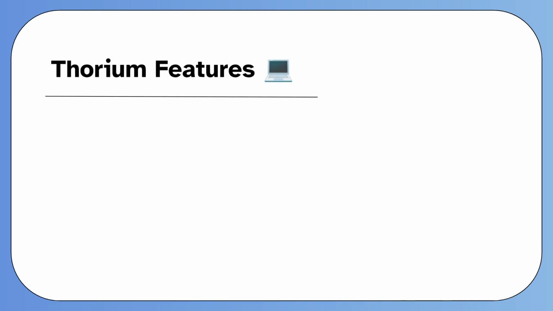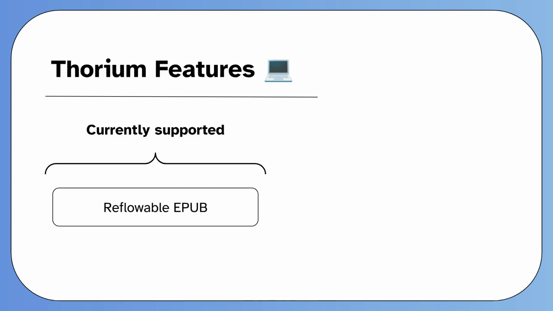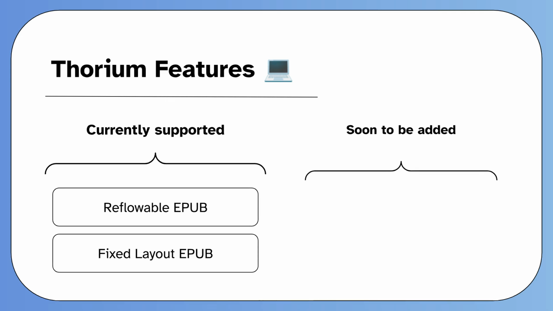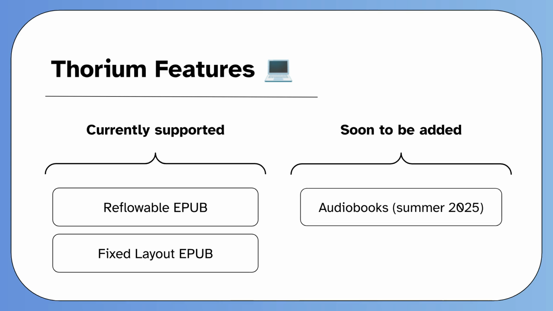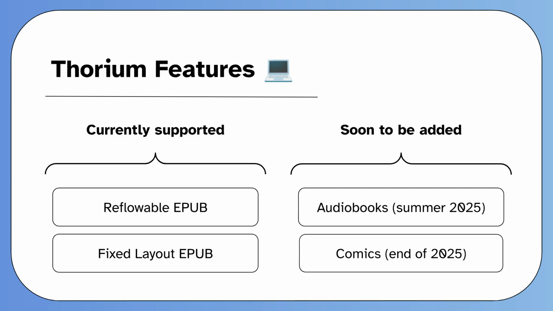From a feature standpoint, Thorium Web currently supports reflowable and fixed layout EPUB files. We expect to add support for audiobooks this summer and comics before the end of the year, which means that they'll also be added to Radium Web at the same time.